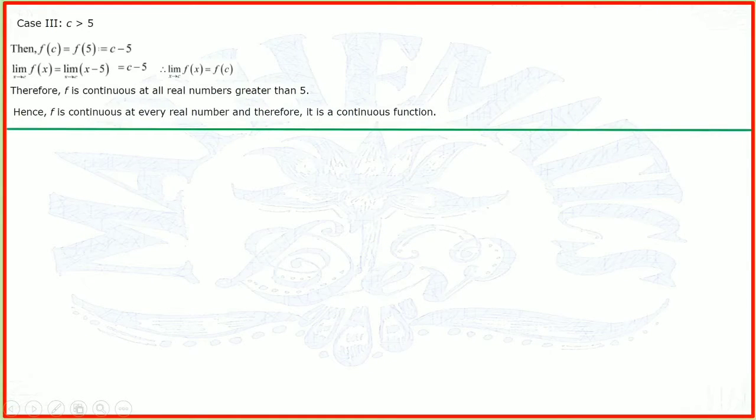Now the next question is question number 5. Is the function f defined by f of x equals x if x is less than or equal to 1, and 5 if x is greater than 1? The questions which I was talking about, the category 2, type 2 questions where the loops are changing, that is this question. Here at x is equal to 1, this loop is changing its nature.